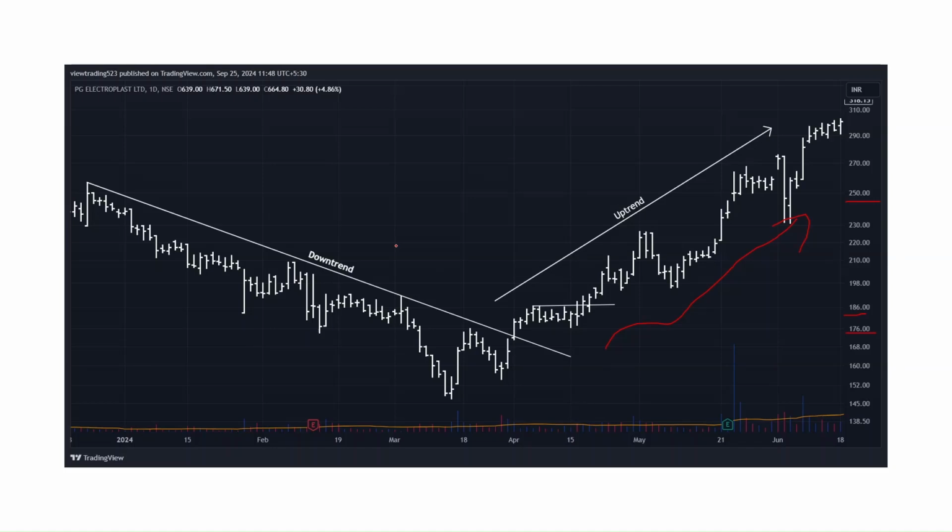And you must have faced a similar situation in your trading career as well if you have been around long enough. So that is why it creates a lot of overhead supply at different levels.